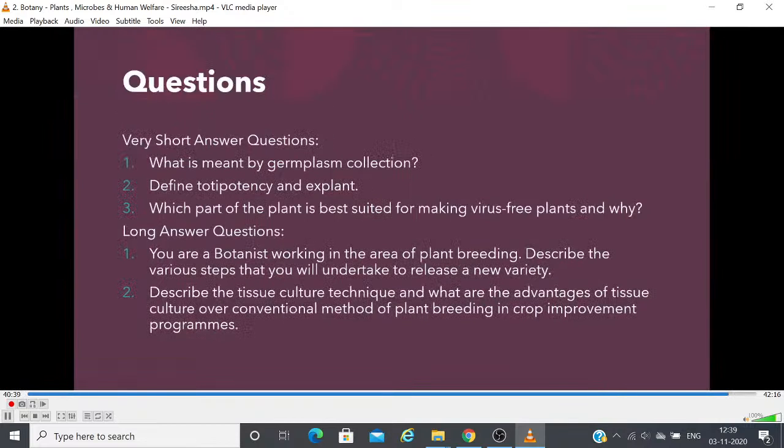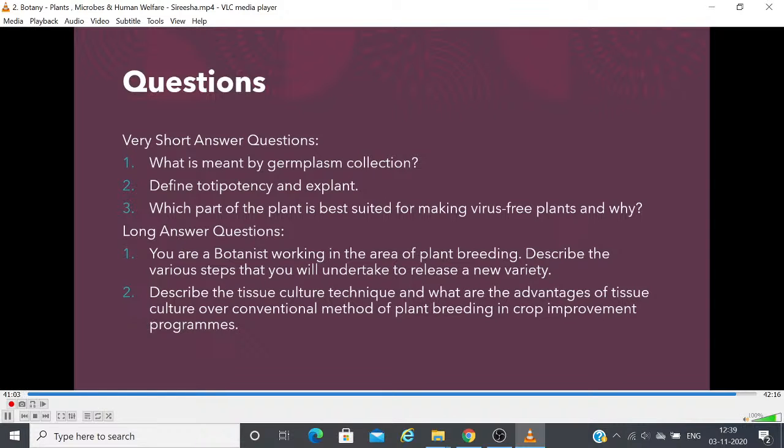From the point of view of the intermediate board examination, I am giving the very short answer questions and long answer questions. Usually a long answer can come from this chapter, and also one very short answer can come from this chapter. So let us learn these questions and make them an assignment.